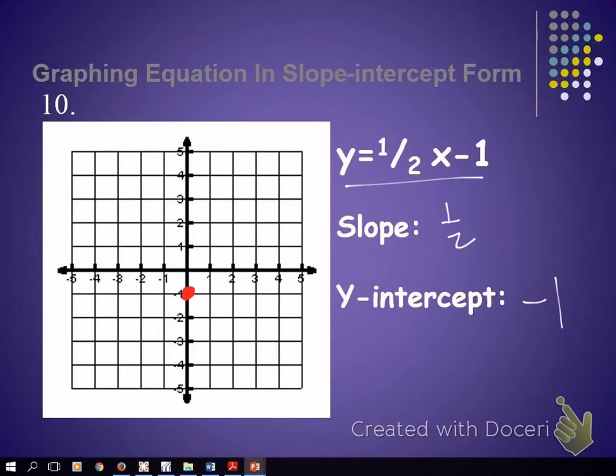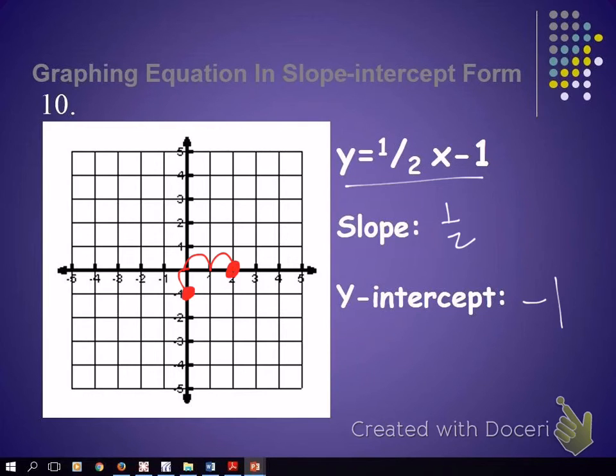If the slope is 1/2, then that means that the vertical change and horizontal change that I have to go over to get to the next point is up 1, right 2. So we go up 1, right 2. There's another point on your graph.